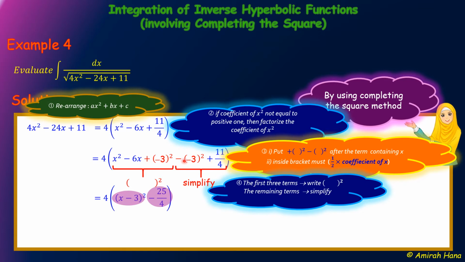After that, the remaining term, we need to simplify. We cannot multiply negative and negative here. What we should do is simplify negative 3 squared first. Negative 3 squared, when we simplify, is positive 9. So that means negative 9 plus 11 over 4, so we have negative 25 over 4.